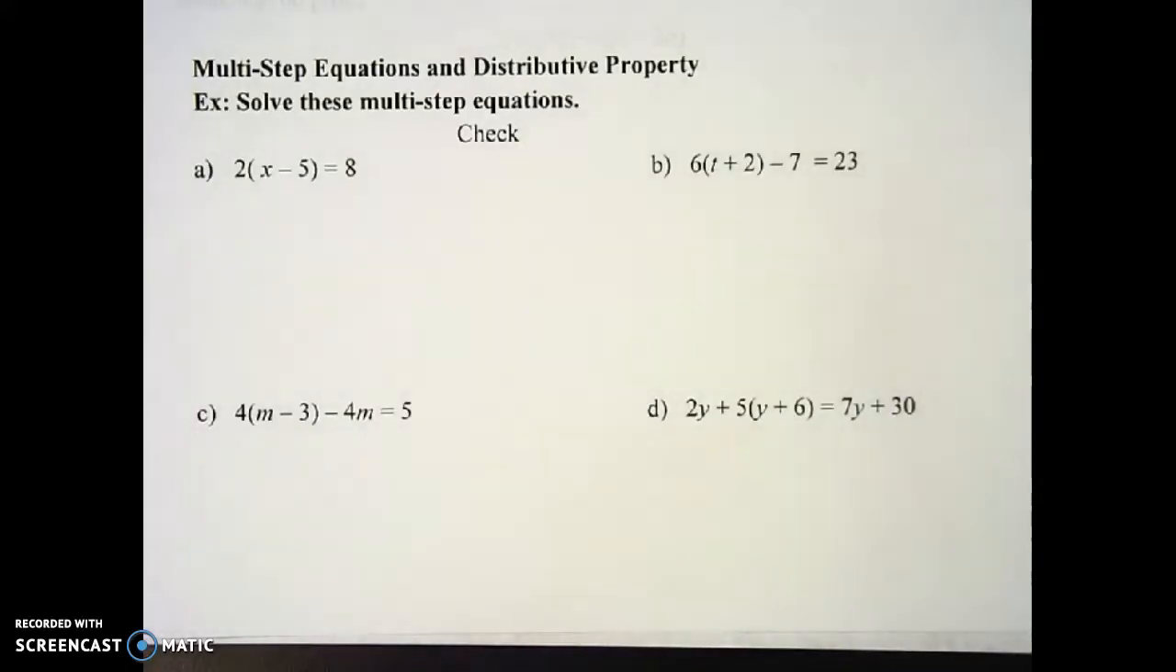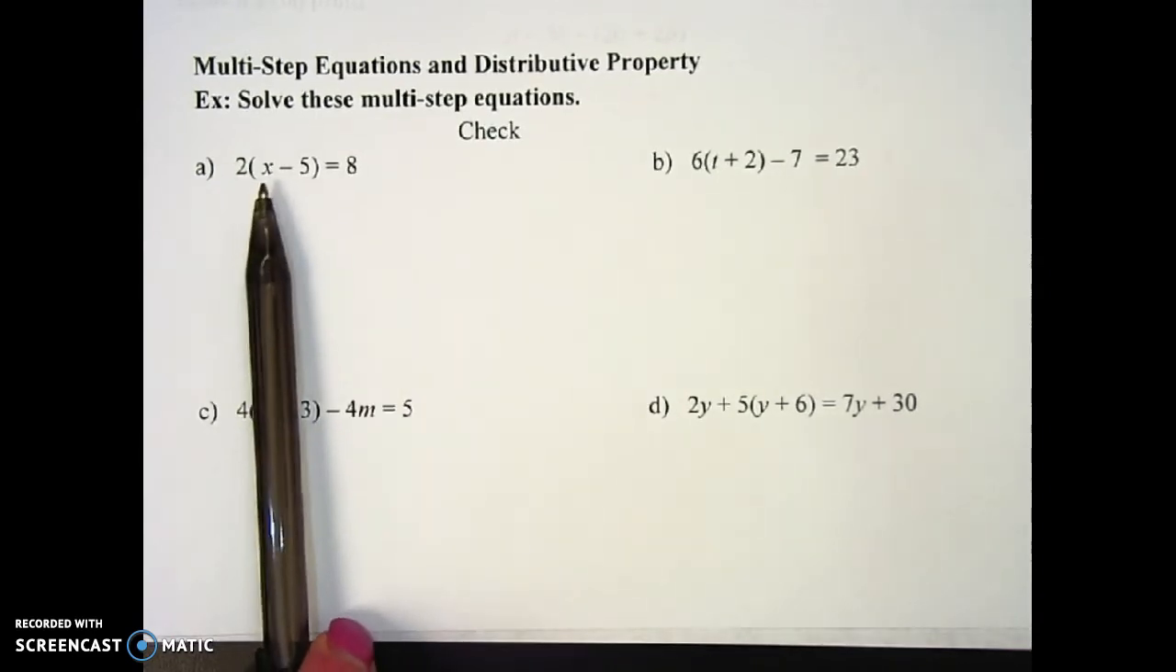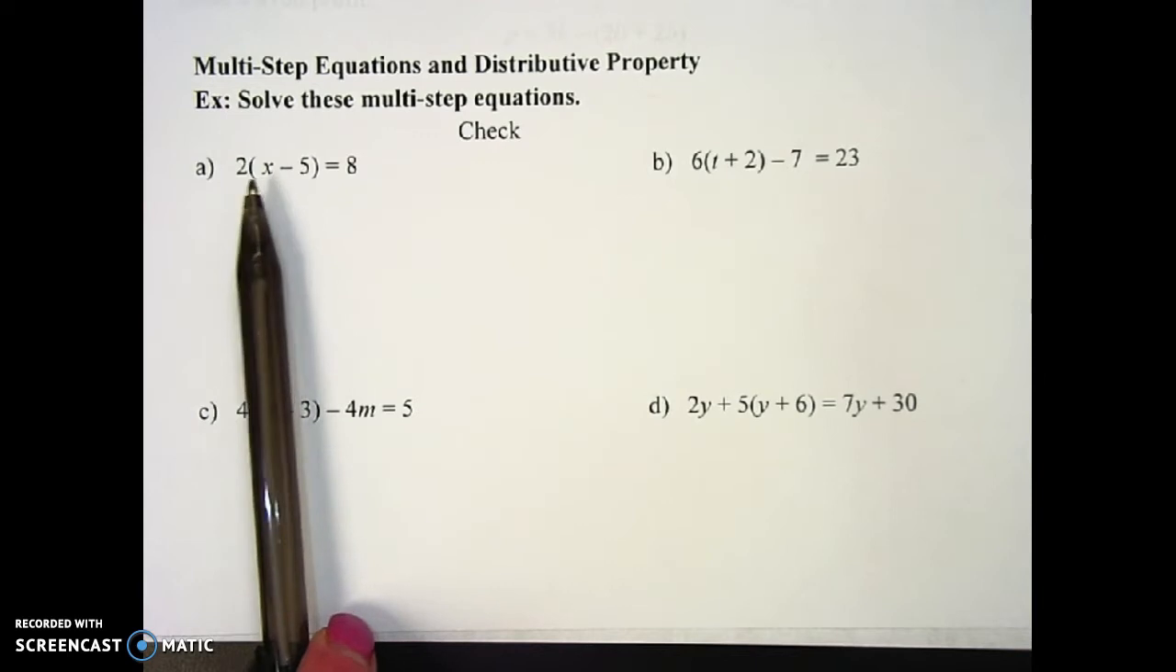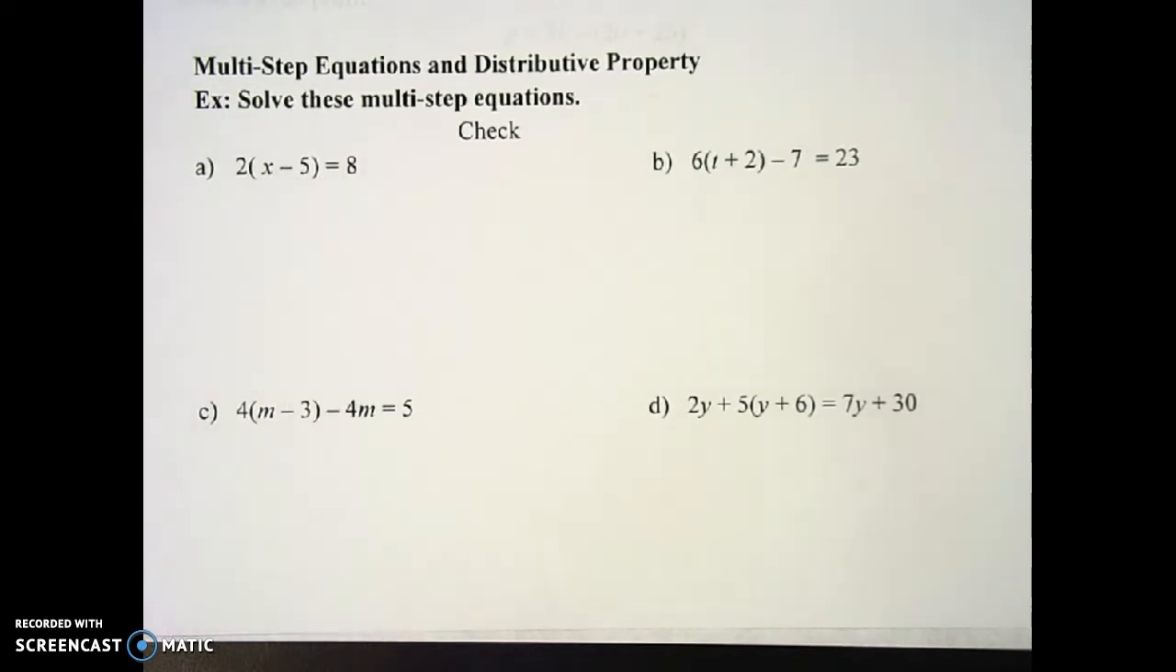This is the notes for multi-step equations with the distributive property. Okay, so we're adding one last step. Distribute means when I have groups outside my parentheses, we're going to multiply everything inside by that number that's on the outside. Then we'll just keep solving like what we have been the last couple of days.